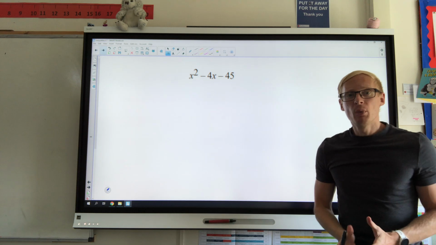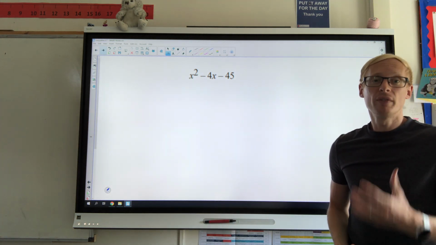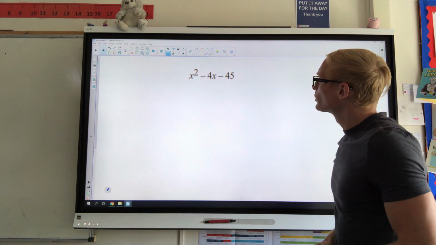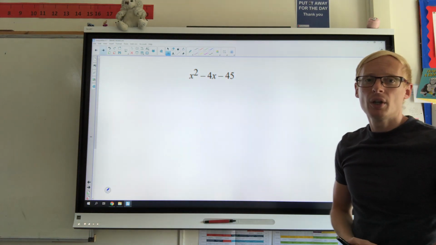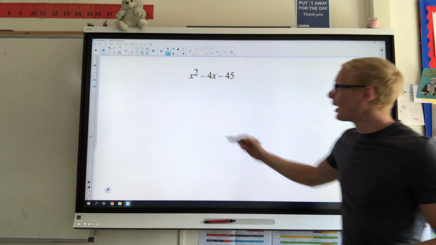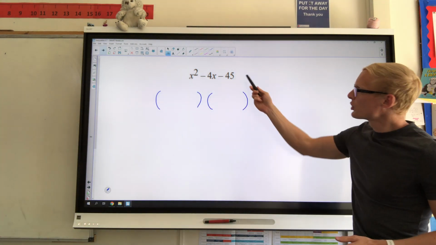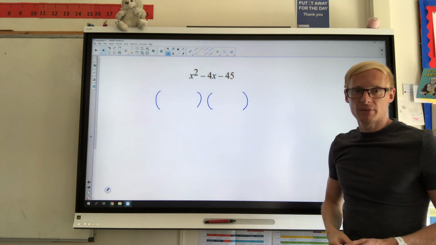And essentially, to begin with, we just need to remember how it is that we go about solving and factorising a quadratic like this. So when you've got a quadratic like this, we're looking at 3 terms, x squared minus 4x and minus 45. What we're looking for here is 2 brackets, and 2 numbers that multiply to make negative 45 and add to make negative 4.